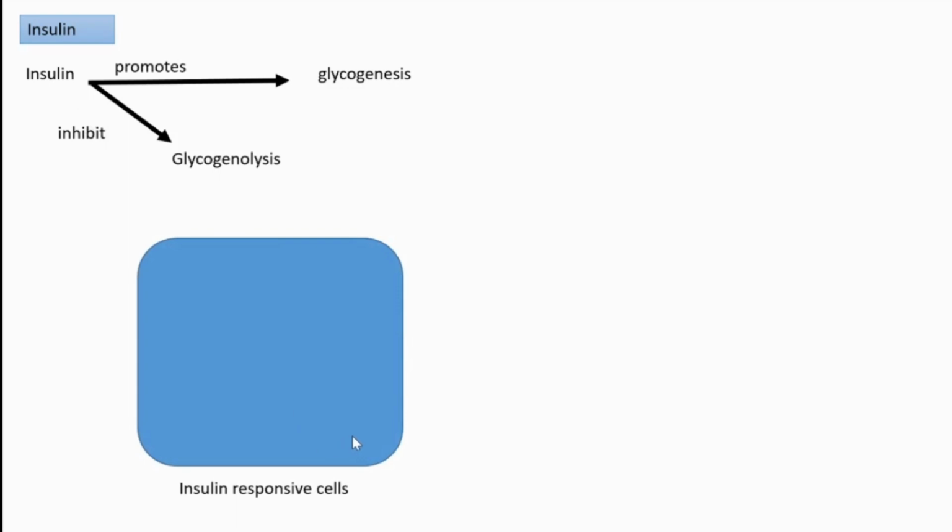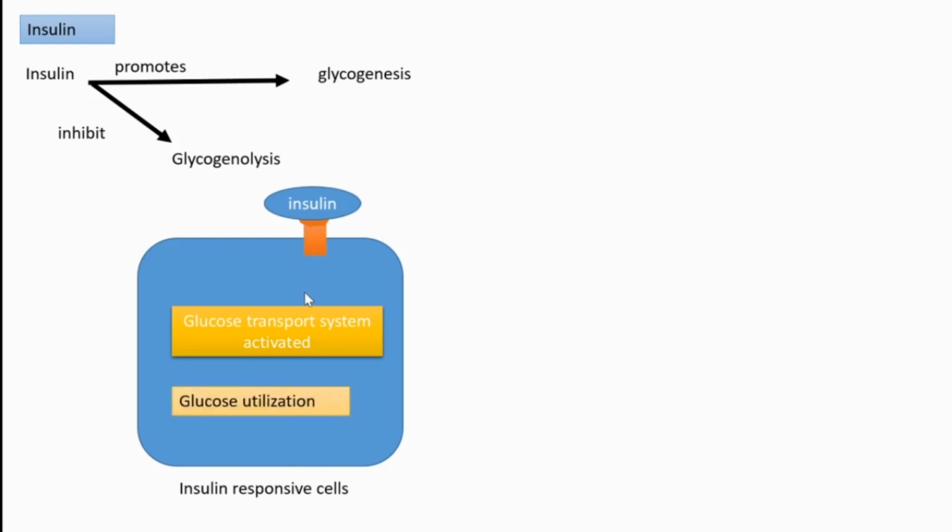Some insulin-responsive cells are present in our body. These cells have receptors in their outer membrane. These receptors bind the insulin molecule when the blood glucose level is high. This binding activates the glucose transport system. That transport system transports the additional glucose present in the blood into the cell, and then that glucose gets converted and stored as glycogen.